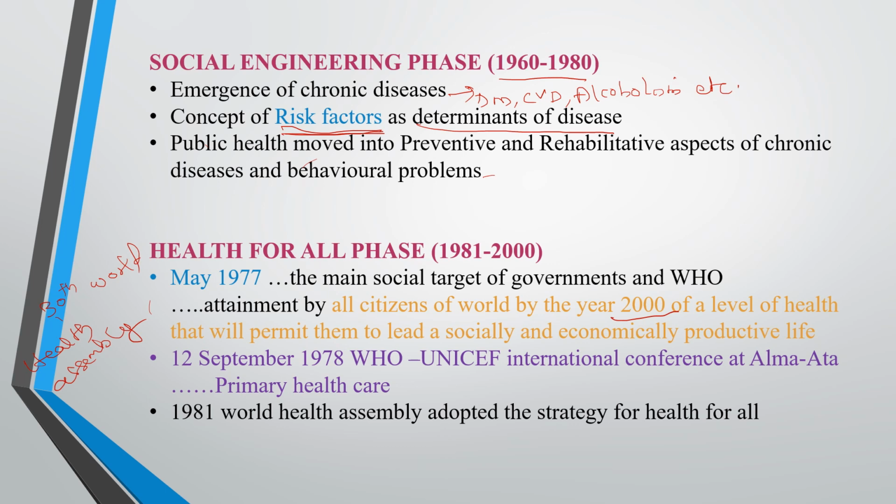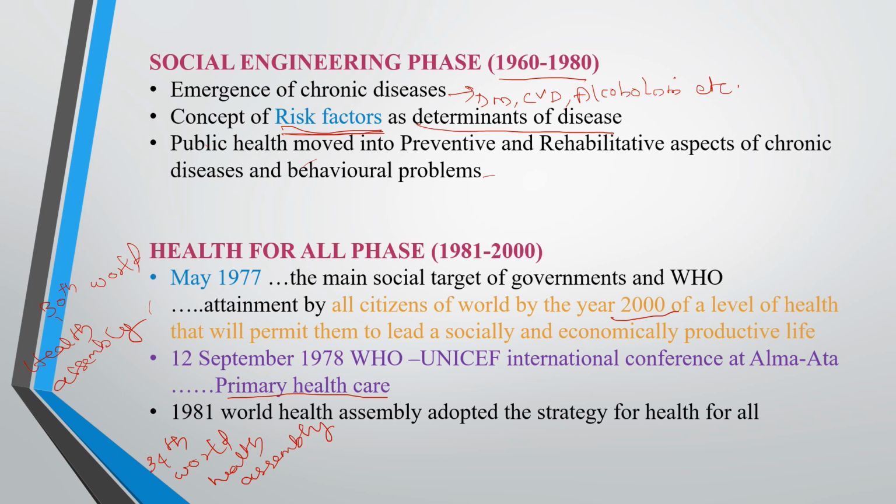And this proclaimed primary health care as a way to achieving health for all. And in 1981, the 34th World Health Assembly formulated and adopted the global strategy for health for all.